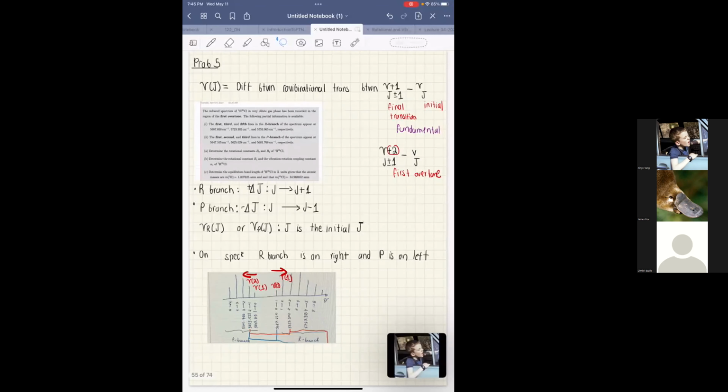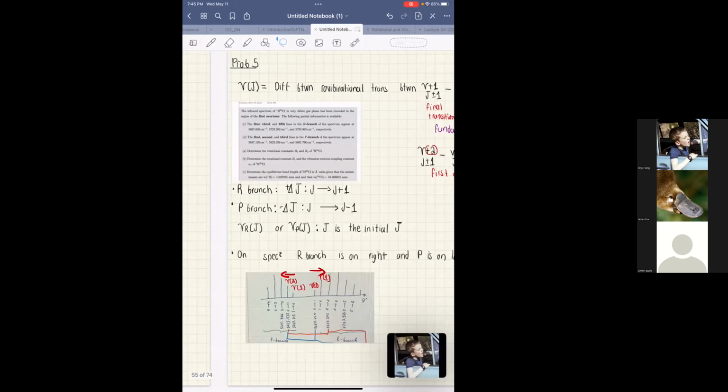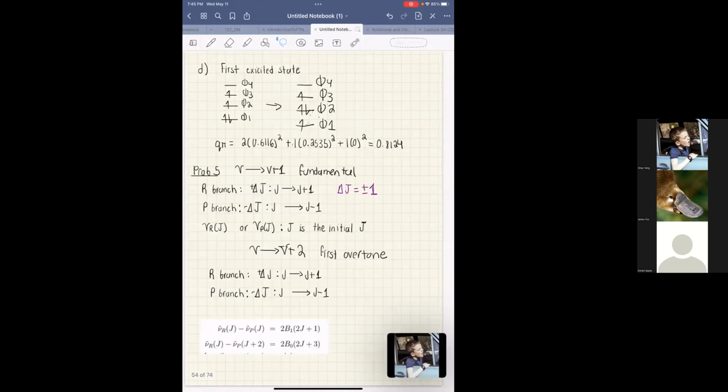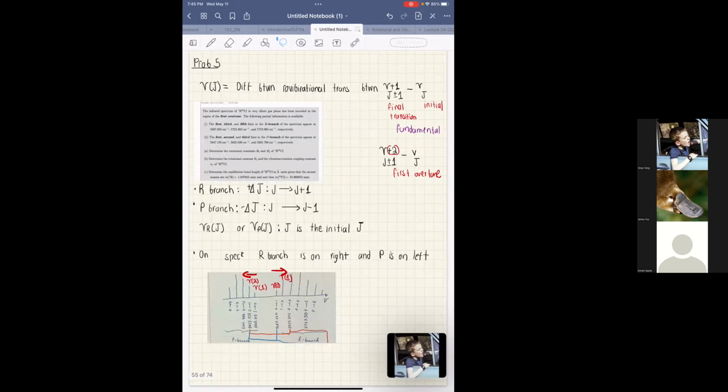Wait, you had a question before? What did you say? No, I just wanted to go over problem 5. You just want to go over it all together? Yeah. Okay, so it's pretty much the same thing as the fundamental, except I think you have different equations, but I don't think they're really that different.